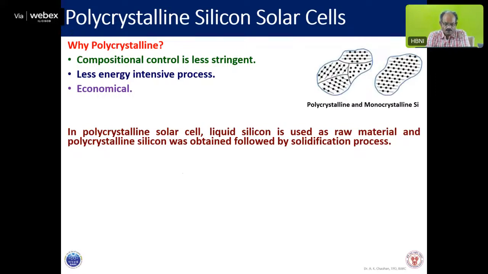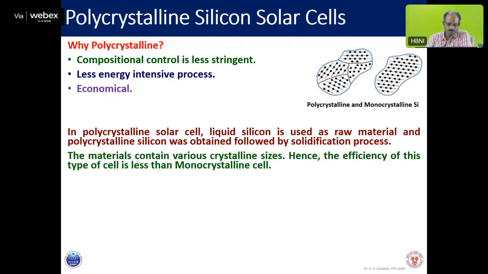In order to make a polycrystalline solar cell, liquid silicon is used as raw material. You have silicon, you melt it and then pour it. Whatever solid is formed is usually polycrystalline silicon. The material contains various crystalline sites, hence the efficiency of this type of cell is less than a monocrystalline cell.